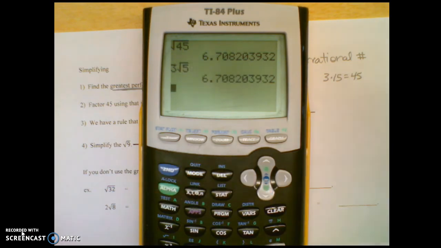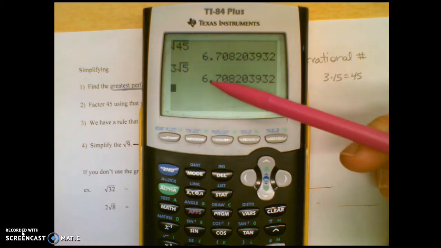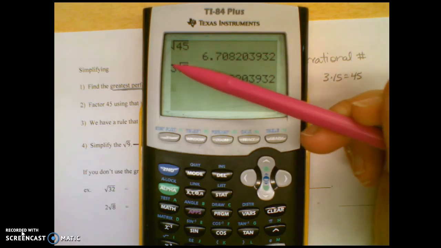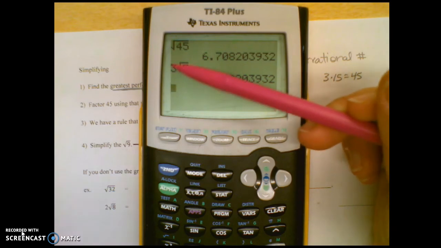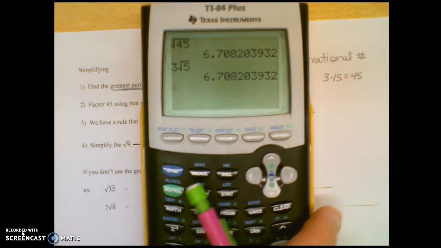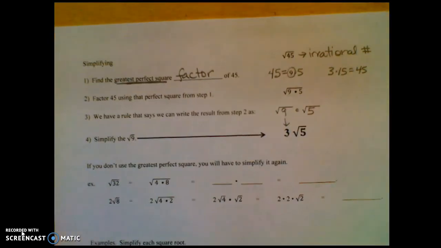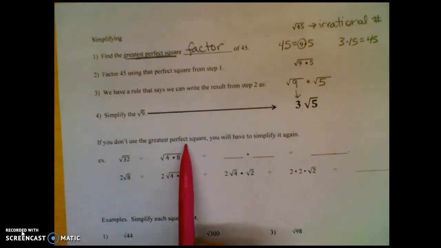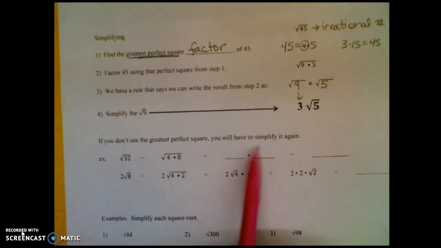Because we're not actually changing the value of the number. What we are doing is simplifying this. We are taking out as many whole numbers as we can, or perfect square numbers, and leaving a minimal root. And that would be simplified form. If you don't use the greatest perfect square, you're going to have to simplify again.